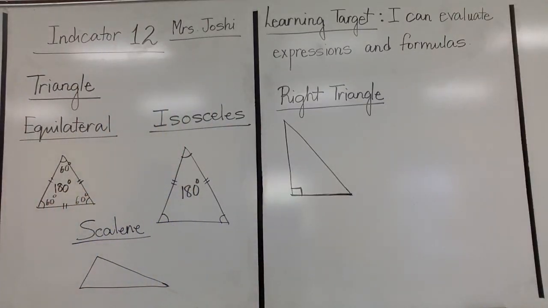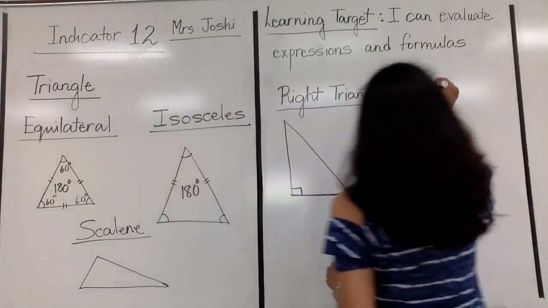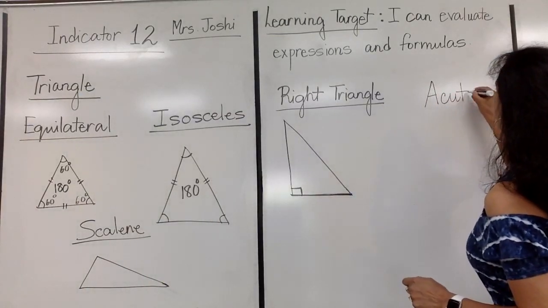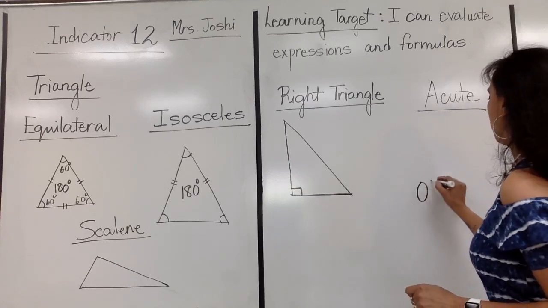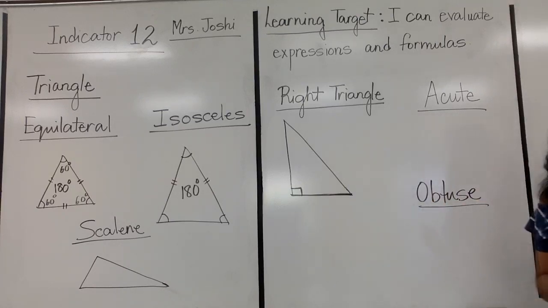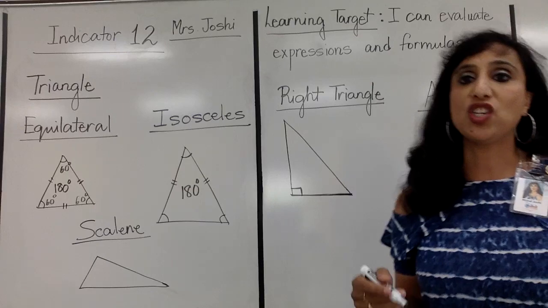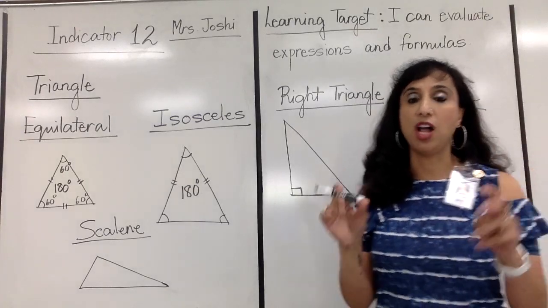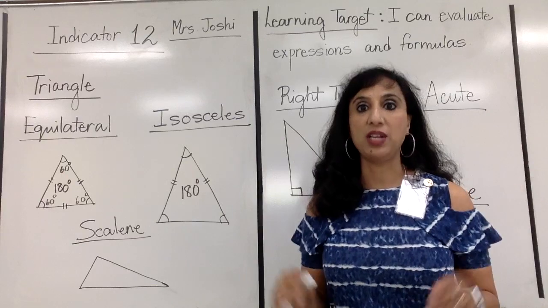All right, then the last 2 types of triangles that we'll discuss are an acute triangle and an obtuse triangle. Okay, so an acute triangle has 3 acute angles. That means an acute angle is an angle that measures less than 90 degrees. So it's small. I always say acute is normally small.